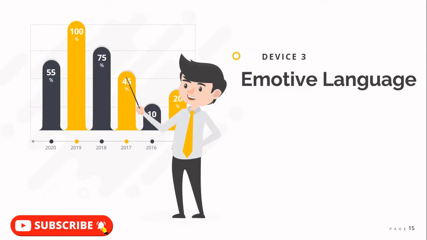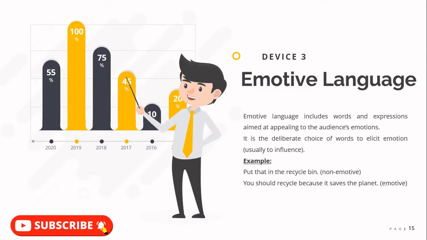The third device we are going to use is emotive language. Emotive language includes words and expressions aimed at appealing to the audience's emotion. That means it's the deliberate choice of words to elicit emotion and usually to influence. For instance, put that in the recycle bin. We haven't used any emotive language here, but in the second sentence, you should recycle because it saves the planet, we have used it to influence our audience because no one is hesitating to save the planet. So this is how you can use emotive language in your speech.